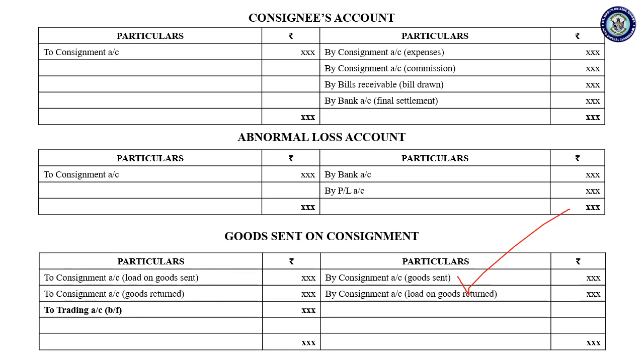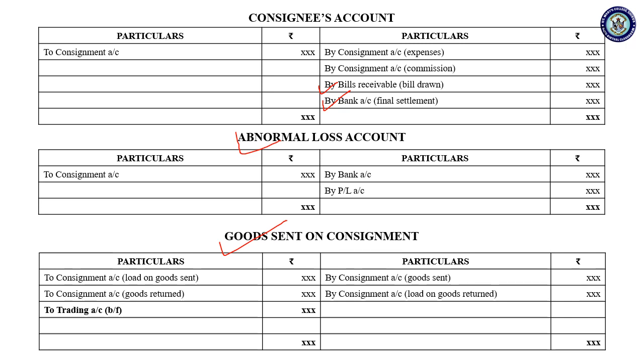Other things you can just transfer as balances, except these two, where you have to see the problem. One is bills drawn, which is also known as advance payment. You can write by bank, and the by bank is the final settlement, that is the difference or the balance. And the abnormal loss as well as goods sent is nothing but a transfer from the consignment account. So this is in the books of the consignor.